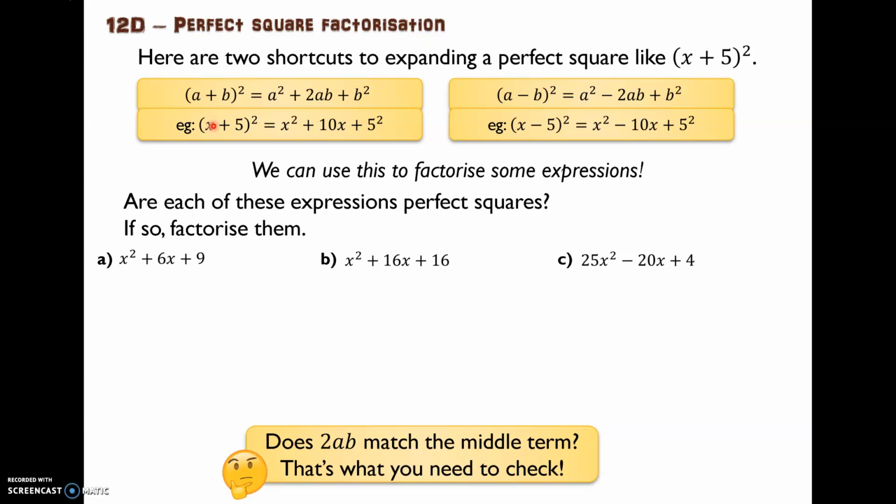The trick is that it is going to be the first thing squared, so this would be x squared, and the next term is 2 times the first thing times the second thing, so 2 times x times 5 is 10 times x, so that's the second term, and the last one is the second thing squared. We also have the same for subtracting, so something take something else squared.